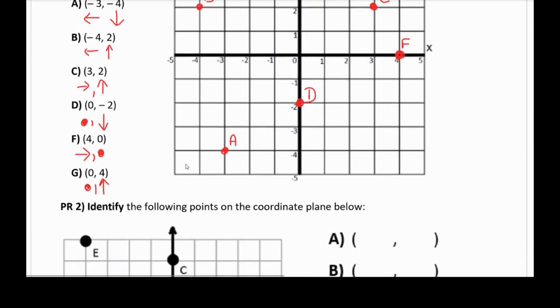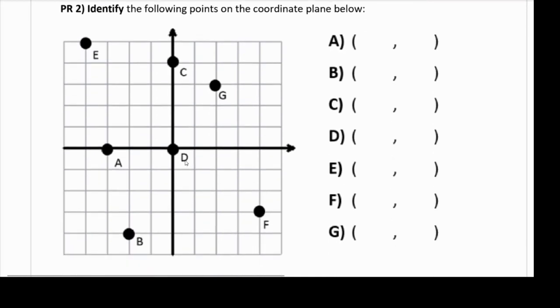Okay, let's go on to practice problem number 2. I have points on the coordinate plane and I'm supposed to identify them. So let's start with point A. Always start at the origin. First, do the horizontal movement, either left or right, and then do the vertical movement, up or down. To get to point A, I need to move to the left, 1, 2, 3. So to the left means -3. And then once I'm there, I don't need to go up nor down. I just stay there. So that means I get 0.